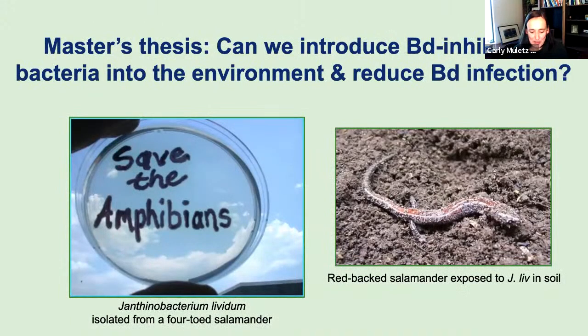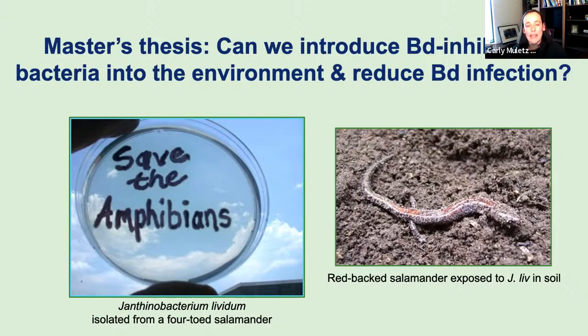And so where I joined the story is where I started my master's thesis, where I joined the lab of Dr. Reid Harris and started working with bacteria he and colleagues had isolated from the skin of a four-toed salamander. One of them was Janthinobacterium lividum, which, as a young master's student, I took and doodled on a petri dish to say, save the amphibians. This is a purple-pigmented bacterium which produces violacein, which we think is one of the compounds that kills Bd, or we know is one of the compounds that can kill Bd.